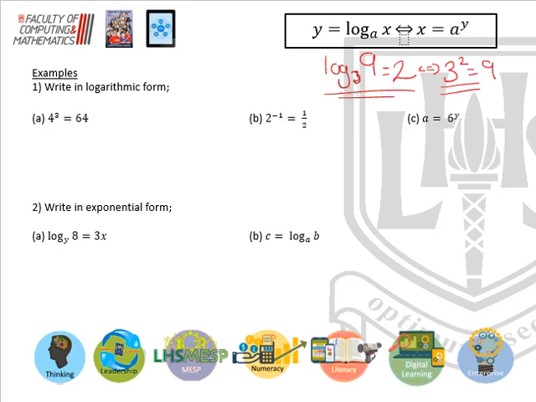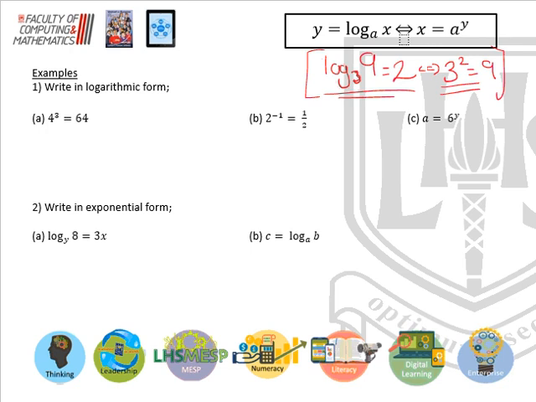Okay, so what I want you to do is have a wee pause of the video, and I want you for question 1 to try and take those exponential statements and write them in logarithmic form, and then in question 2 vice versa. And use that statement at the top there. Use your log 9 to the base 3 to help you.